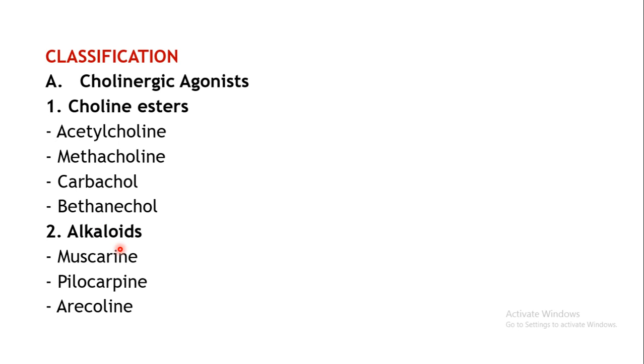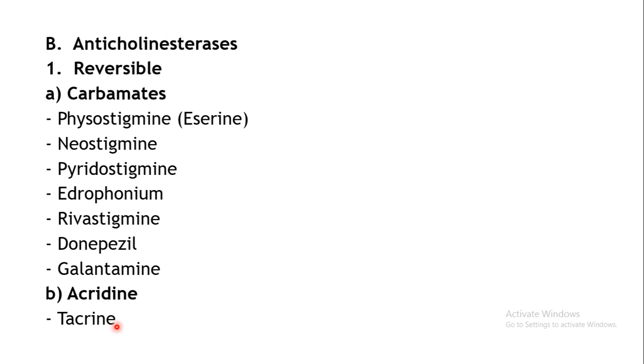So these are of three types, that is the muscarine, pilocarpine and the arecoline. Then the second class is the anticholinesterases, which will prevent the breakdown of ACh, as a result of which it will potentiate the action of acetylcholine.